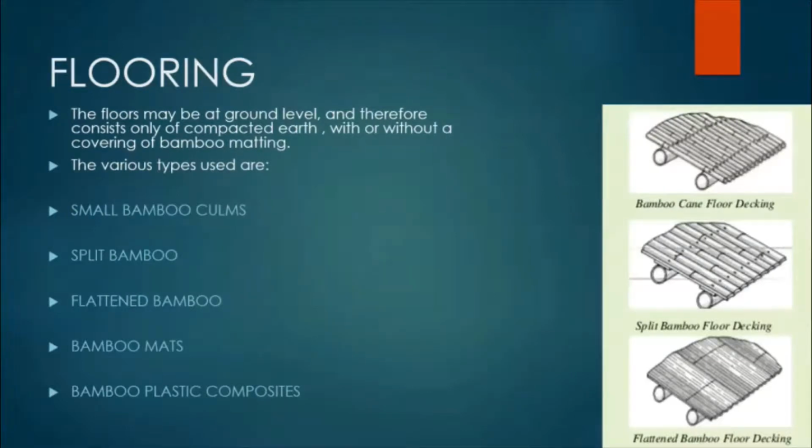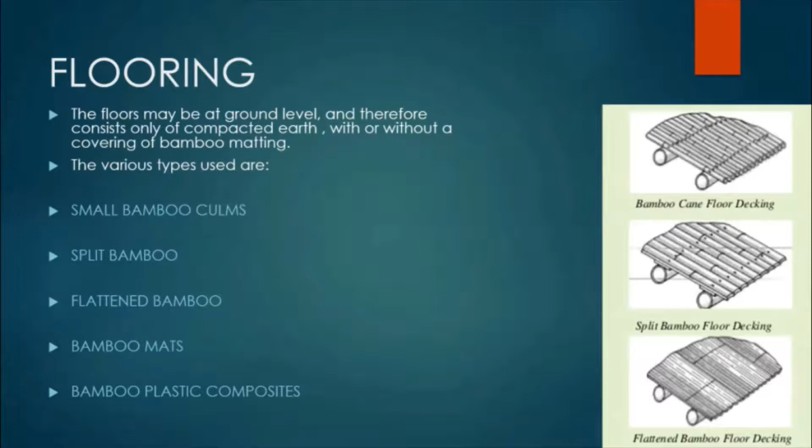First one, flooring. The flooring may be at ground level and therefore consist only of compacted earth, with or without a covering of bamboo matting. The bamboo flooring can be used. Bamboo can be used as a material due to its better wear and tear resistance and resilience properties.